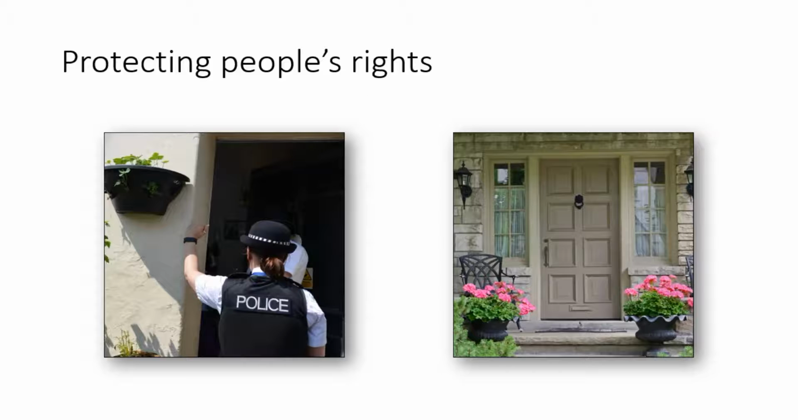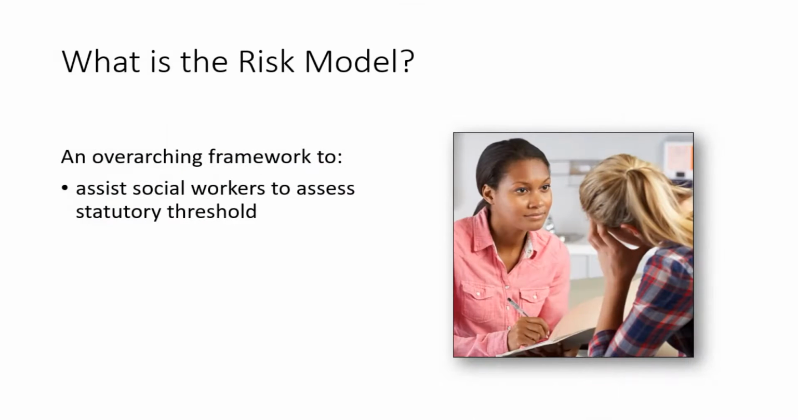So we intervene only if we have reasonable grounds. Unless we do, we have to respect private family life. Getting the decision right is about protecting people's rights. So let's start by asking, what is it? What is the risk model?